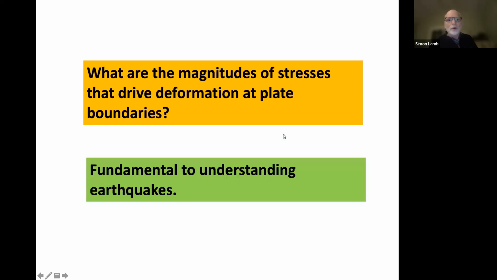So the question I want to ask, which I sort of said already, is what are the magnitudes of the stresses that are driving deformation at plate boundaries and basically causing the earthquakes? The earthquakes are really a result of sudden breaking of rocks along faults, and that's what gives rise to the earthquake. So if you want to really understand earthquakes, you really need to know something about the stresses that are actually driving the earthquake activity.